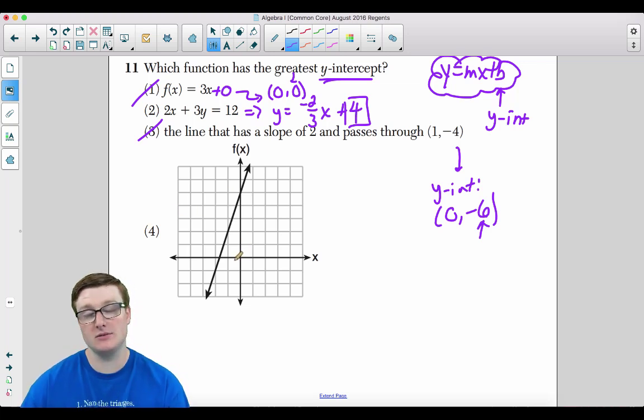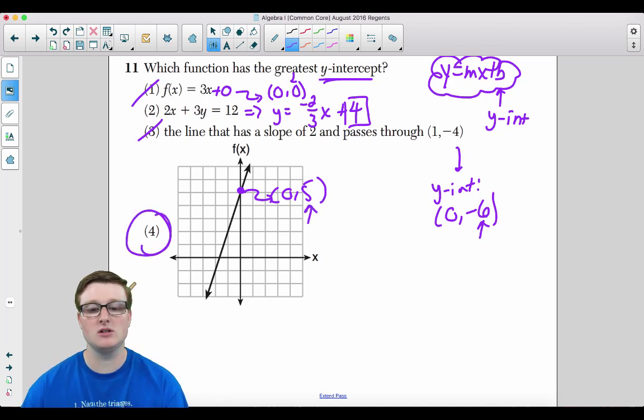All right, so they were nice and they gave us a graph. So 0, 1, 2, 3, 4, 5. All right, perfect. That's the point 0, 5. Your y value is 5. Your answer is going to be choice 4 because the number 5 is greater than the number 4. So choice 2 is incorrect. All right, last question of the video.